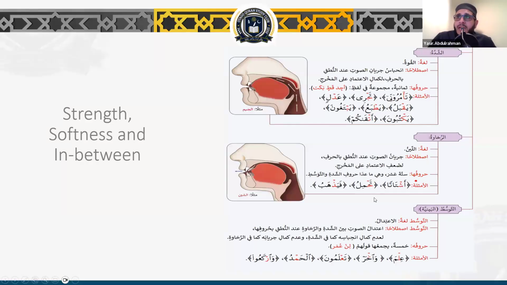The example would be ashtata tahmil fayadhhab. You see how the sound is ash. I could keep going, right?